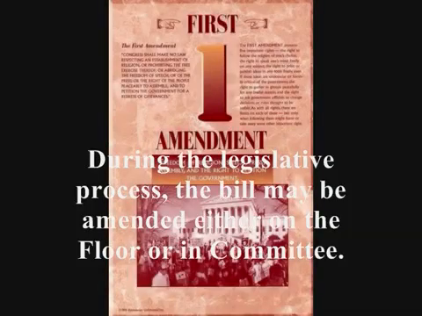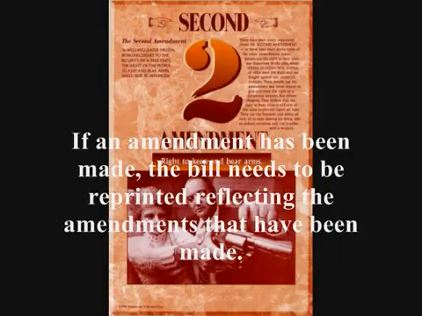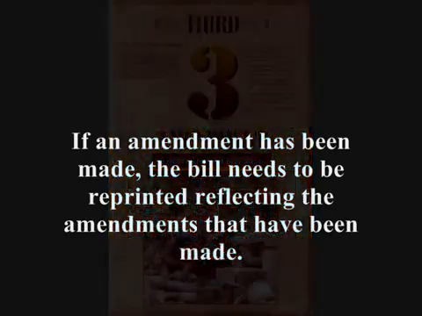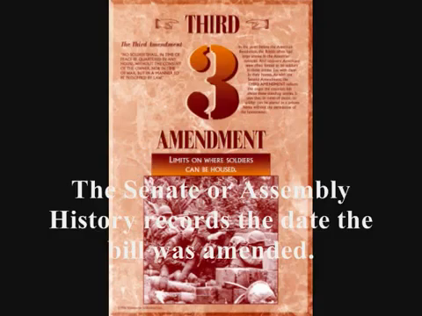During the legislative process, the bill may be amended either on the floor or in committee. If an amendment has been made, the bill needs to be reprinted reflecting the amendments that have been made, while the Senate or Assembly history records the date the bill was amended. Keeping track of amendments made to bills can be done by regularly contacting the district office.